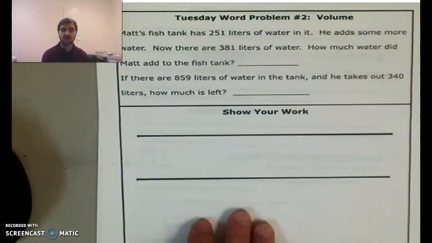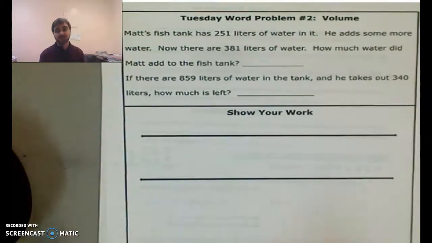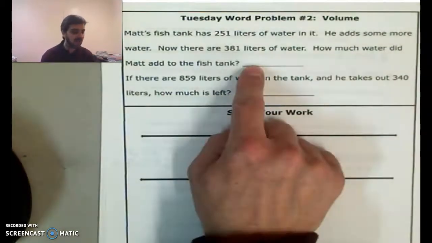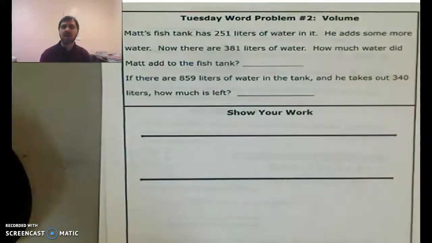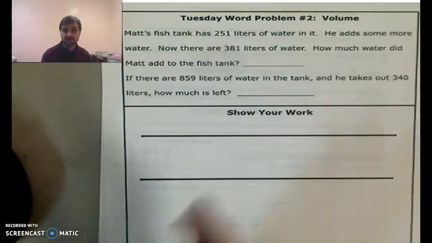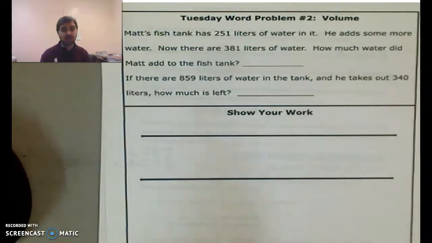So the word problem, I would like you to check your answer on this, because did anybody just, for this first one, add 251 plus 381 to get your answer? Because actually that wouldn't be correct. All right, let me explain why. And did anybody do it differently? All right, so let's take a look.